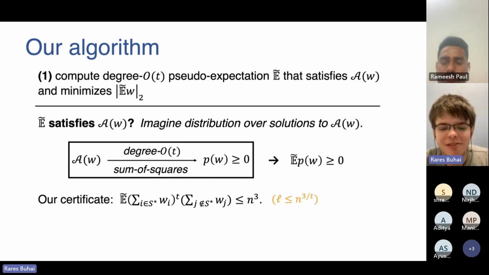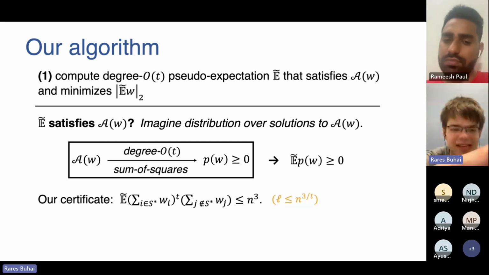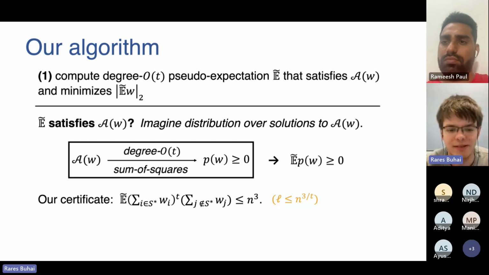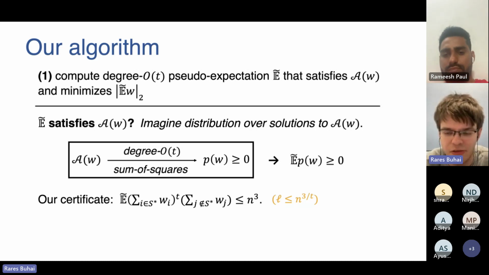So this polynomial really does encode that any clique that satisfies the constraints, if it's not exactly S star, needs to have small intersection with S star. And the fact that it's 3 over t, we're not going to care about this. 1 over t, 3 over t, 6 over t, it's all the same for the purposes of our algorithm.